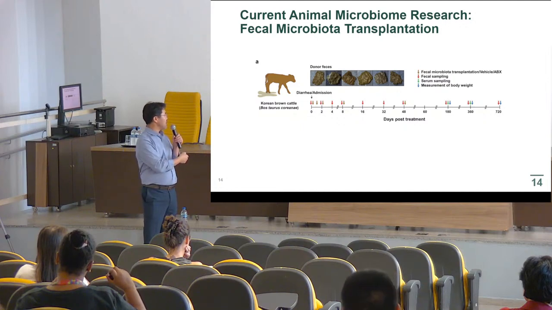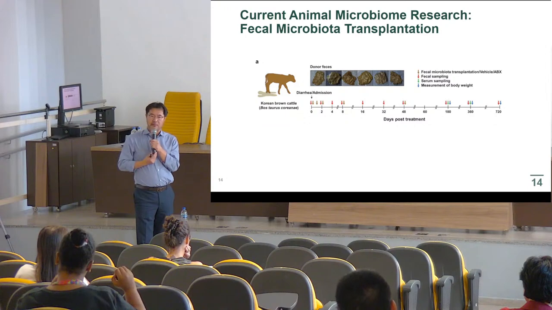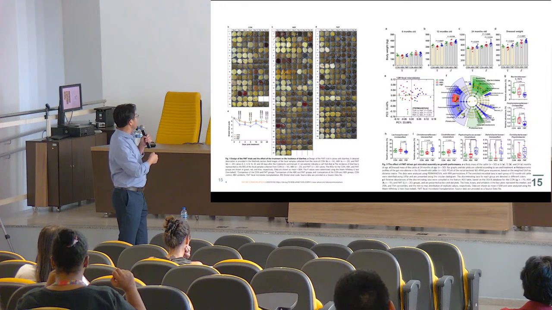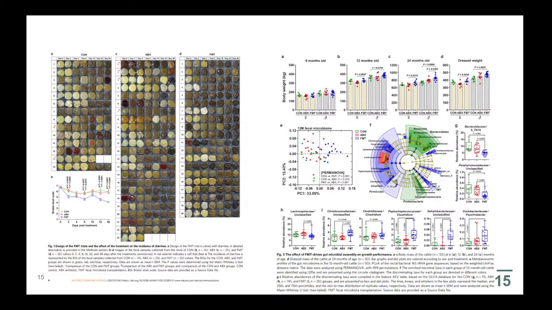And then they followed those animals by looking at microbiota composition and also animal growth performance. It's not clear here, but this is the control group, this is the antibiotic treatment group, and this is the FMT group. On day zero, they identified many calves with diarrhea. As you see here, the Bristol score is so bad, and the color is white and watery. Later, some of the calves self-treated and became normal, but some of the animals still have bad morphology. Compared to antibiotic treatment, even though it was working, in many cases the diarrhea was not restored to normal.